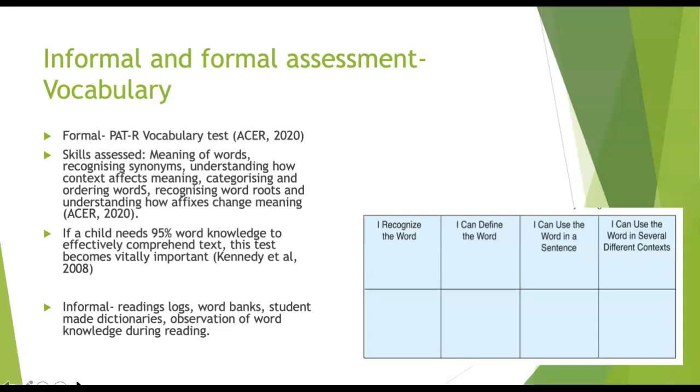ACER 2020. If a child needs 95% of word knowledge to effectively comprehend a text, this test becomes vitally important. Kennedy et al. An informal example of vocabulary tests could be reading logs, word banks, student-made dictionaries, or just observations of word knowledge during readings, such as this graphic here.